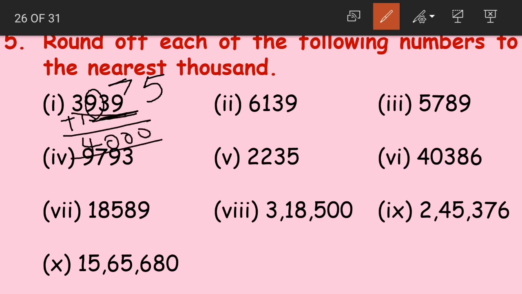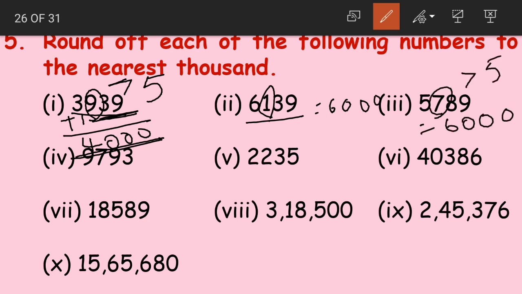So 3939 becomes 4000. This becomes 6000. Why? Because 1 is less than 5. Now this becomes 6000 again. Why? Because 7 here is greater than 5. We are adding 1 to 5. 5 plus 1 becomes 6. 6000.